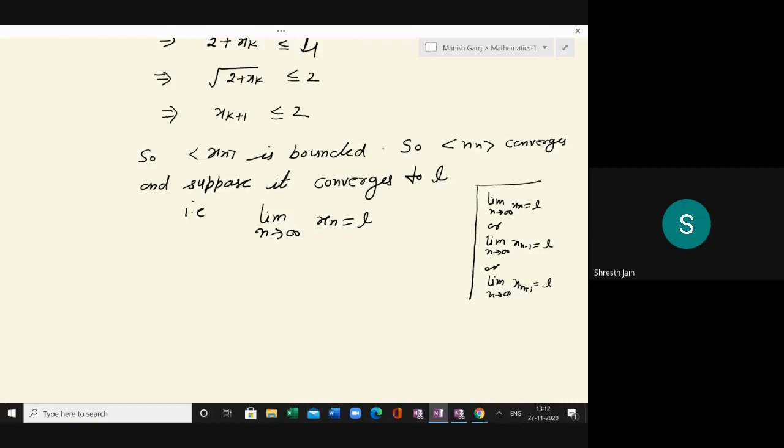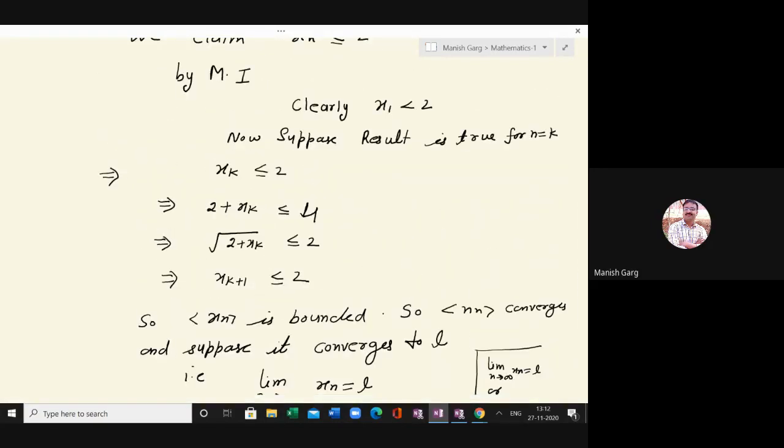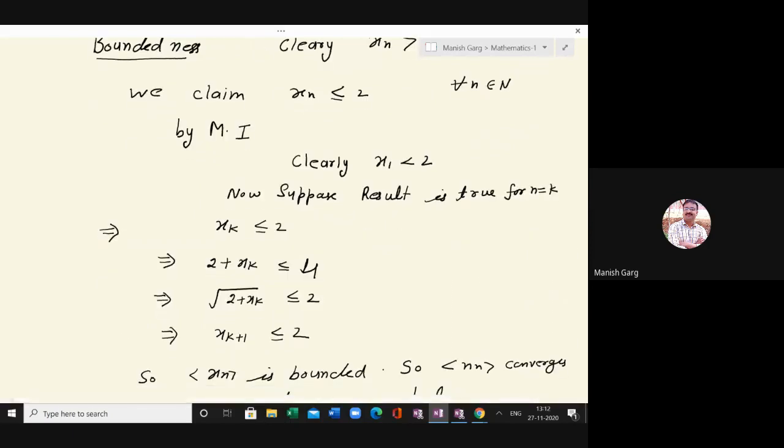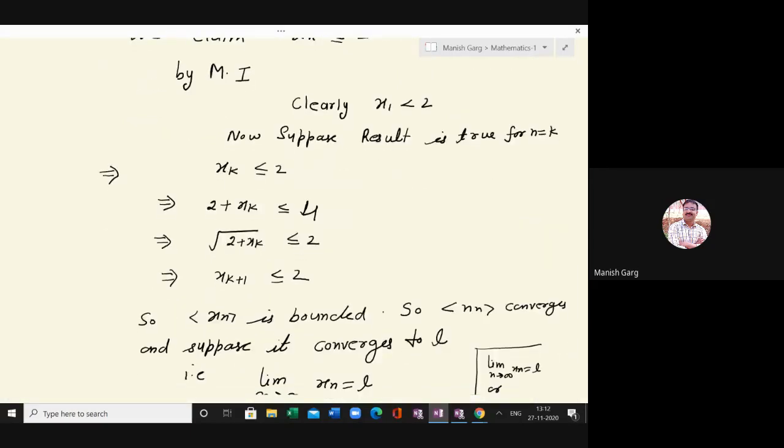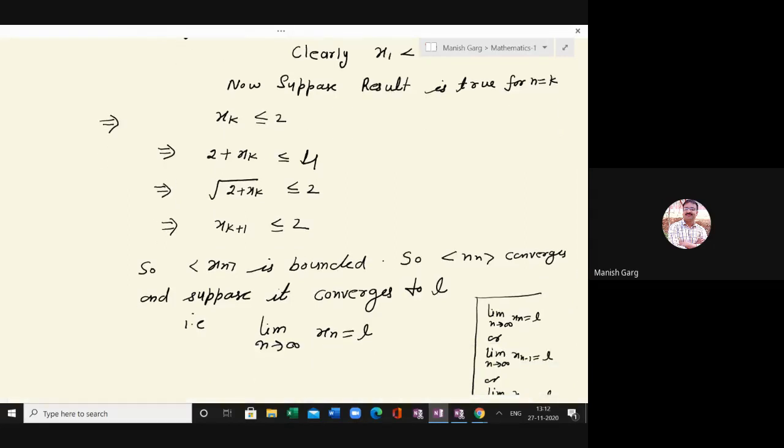Sir, please explain the bounded part again. The bounded part. Here, clearly xn is greater than or equal to 0. Now the idea is it may be bounded by 2, because this is root 2 plus root 2 plus root 2, so this is an idea, it may be. So I try to prove by mathematical induction. So clearly x1 is less than 2. Now suppose it is true for n equal to k, so xk is less than or equal to 2. So here the expression is, I need to write 2 plus xn.